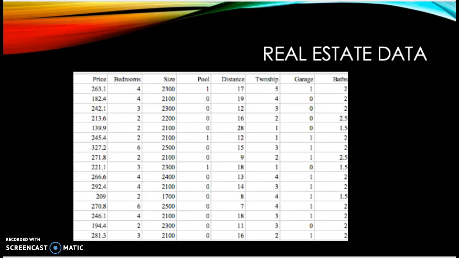This is our real estate data. We will refer to this data a couple times in our presentation as we use it to create examples of pie chart, bar charts, frequency tables, and etc.